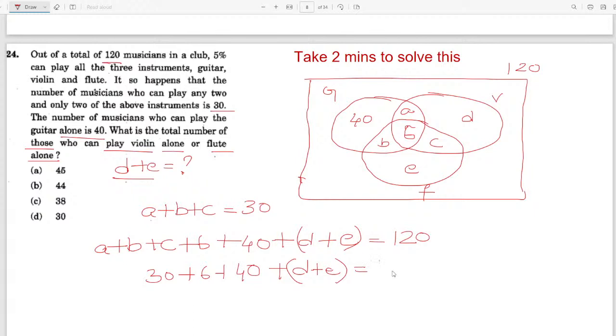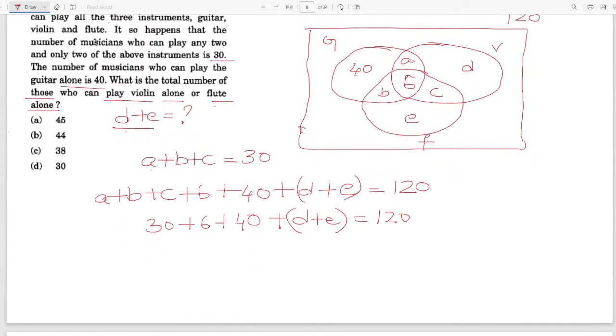Is equal to 120. And now D plus E be equal to 120. This is 120 minus 30 plus 6 is 36 plus 40 is 76 minus 76. This is equal to 44.